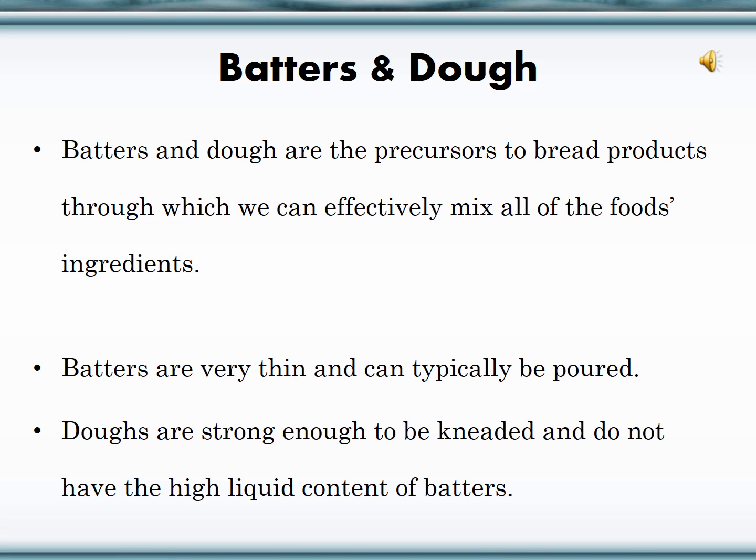Batters and dough are the precursors to bread products. In creating these, we must efficiently mix all of the ingredients and develop gluten to create a final optimal structure. The difference between batters and dough is simply related to its texture. Batters are very thin and can be typically poured. Doughs are strong enough to be kneaded and do not have the high liquid content that you find in batters.